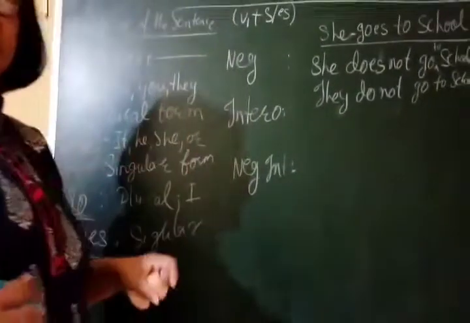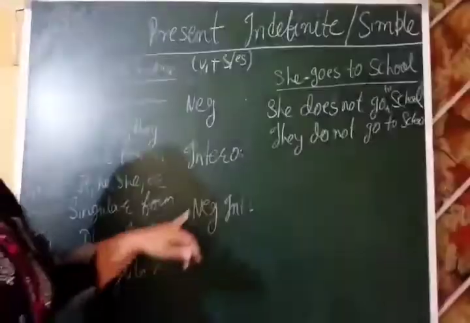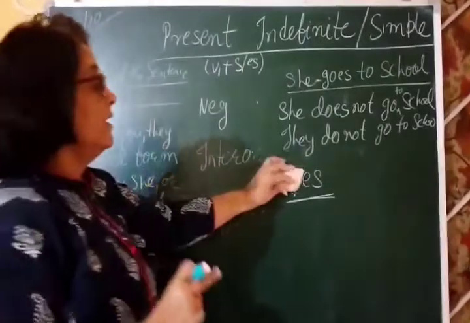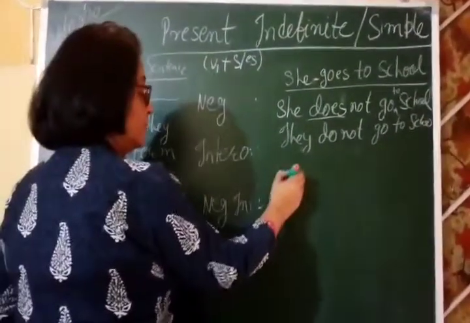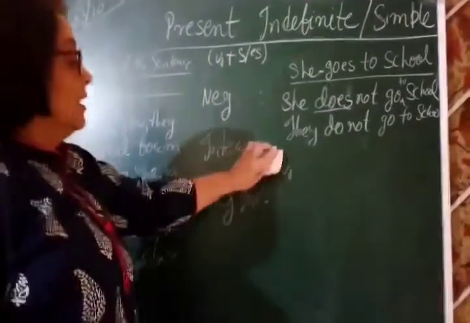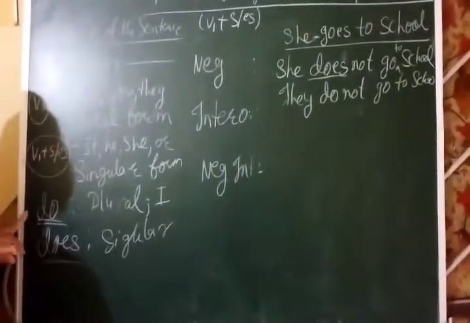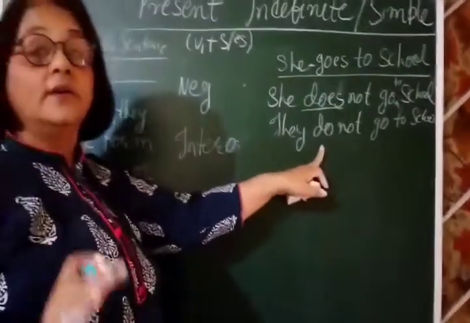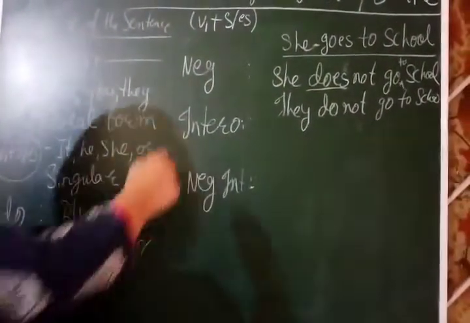So I'm repeating it, when we make a negative sentence in present indefinite or simple tense, please remember, we do not add S or ES with the verb because it is already added in does. Do is the first form of the verb and ES is already added in. They do not go to school. We have seen here with plural, we just have the verb's first form, so there is no need for ES. They do not go to school. I do not go to school. So we have made a negative sentence.